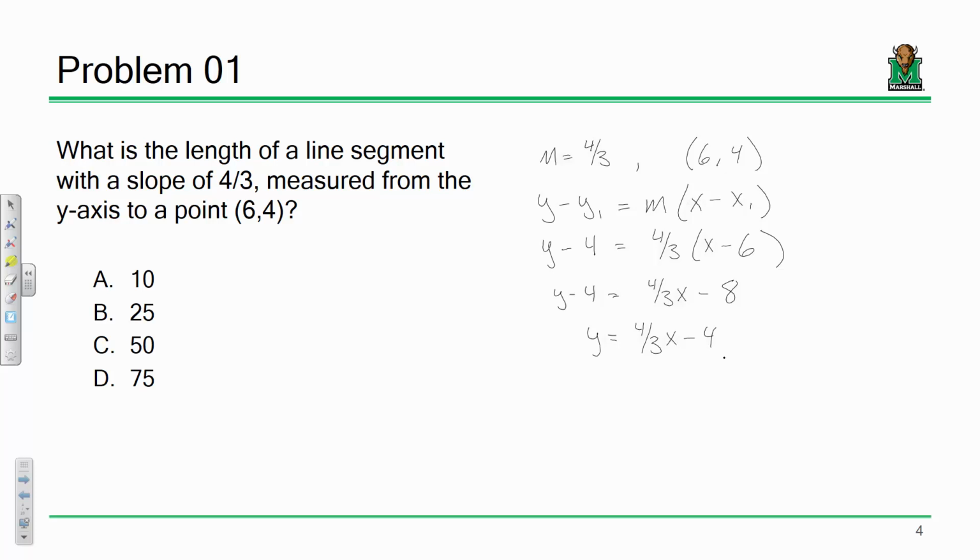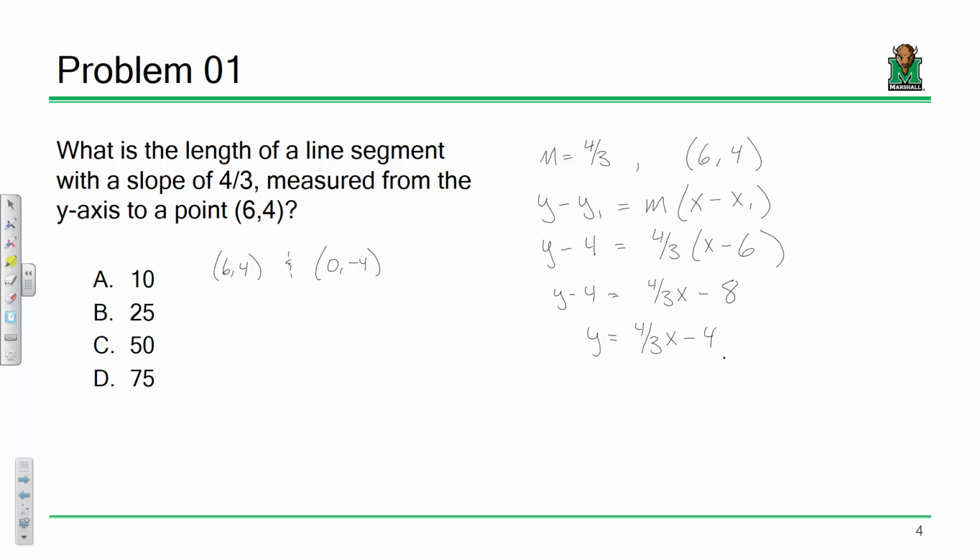So I need to know what's the length between essentially 2 points: this point and wherever it crosses the y-axis. Where does it cross the y-axis? Well, x equals 0, and y equals what? -4. That's what b is, right? So what I've basically got is this point and this point. And so how do you determine the length of a line segment between 2 points?